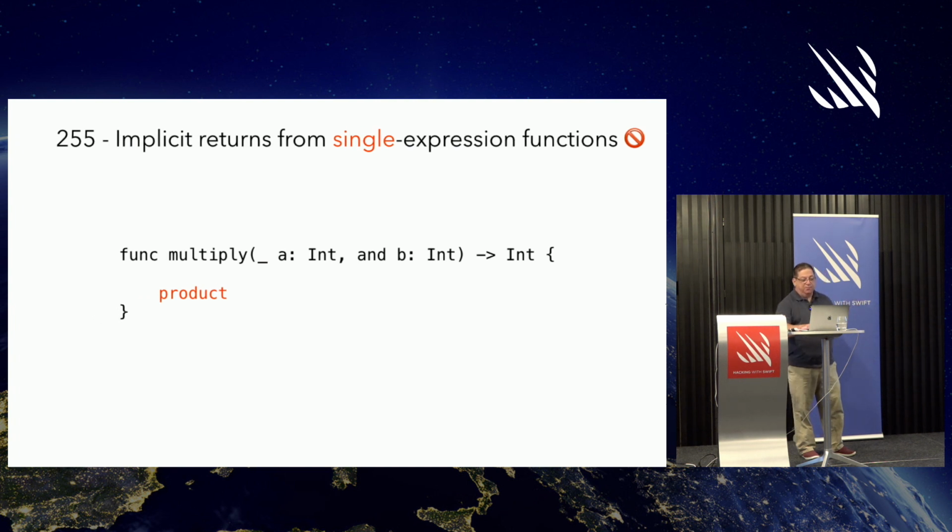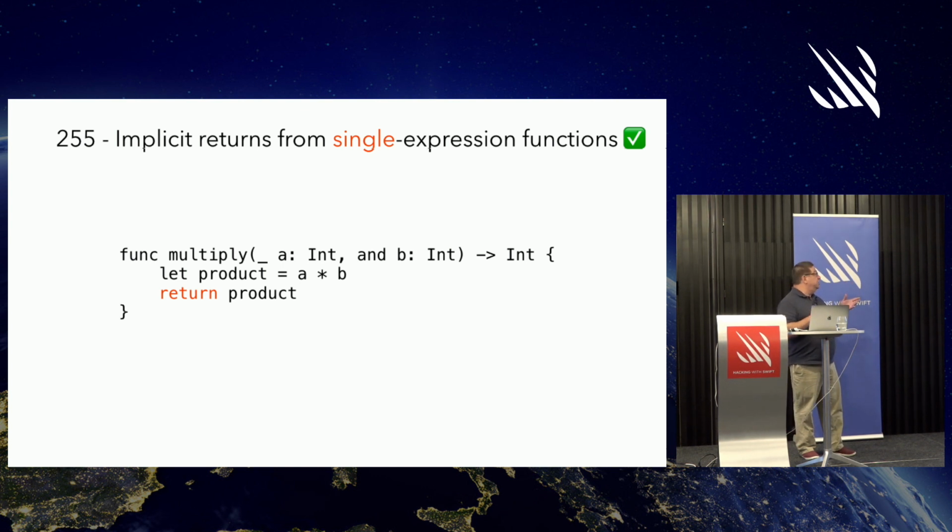All right, so let's go back here. I've got multiply and I've got product. What if I reintroduce my explaining variable? If I reintroduce my explaining variable, this breaks because it's only for a single expression function. And so I have to put the return back in. Goes back to Apple hates you. So why is this a single expression? It actually is addressed in there.